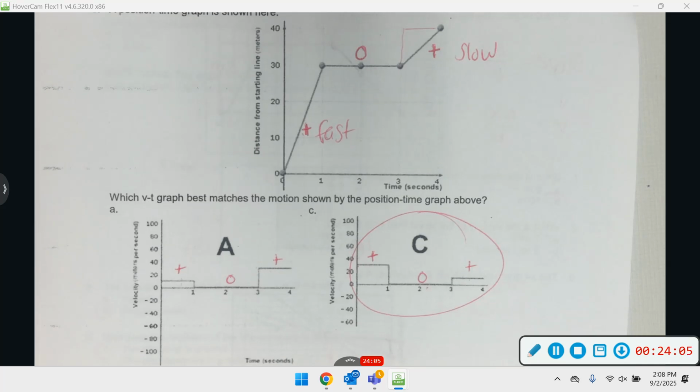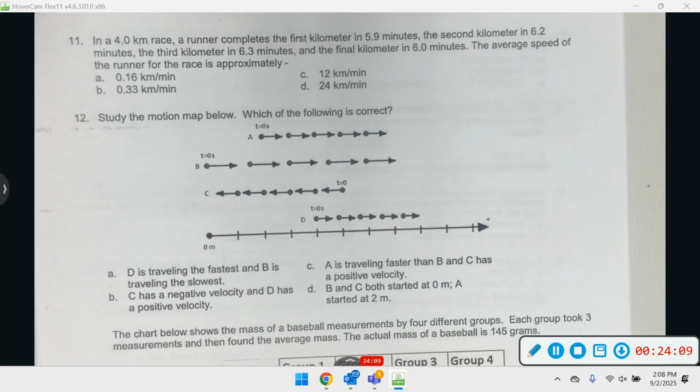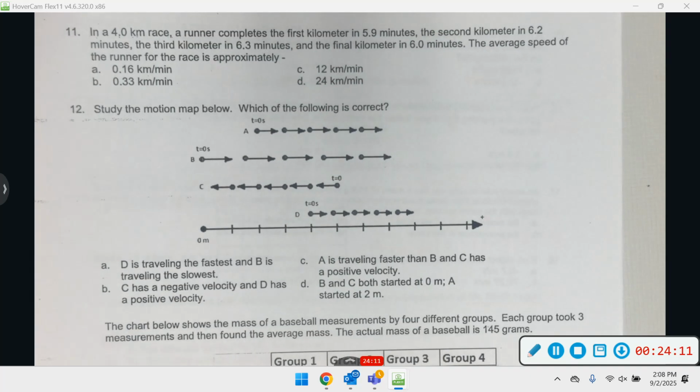All right. As I said, 90% of you guys got that one right. Number 11. Number 11 says, in a 4-kilometer race, a runner completes the first kilometer in 5.9 minutes, the second kilometer in 6.2 minutes, the third kilometer in 6.3 minutes, and the final kilometer in 6 minutes. The average speed of the runner for the race is approximately blank.